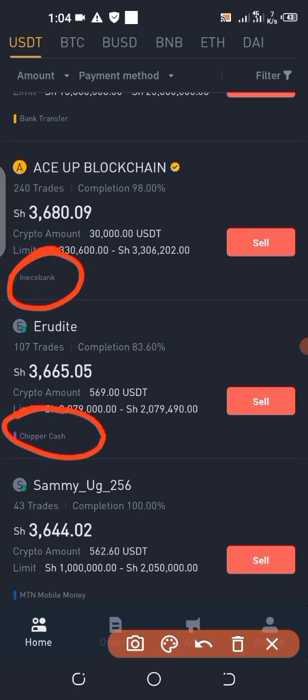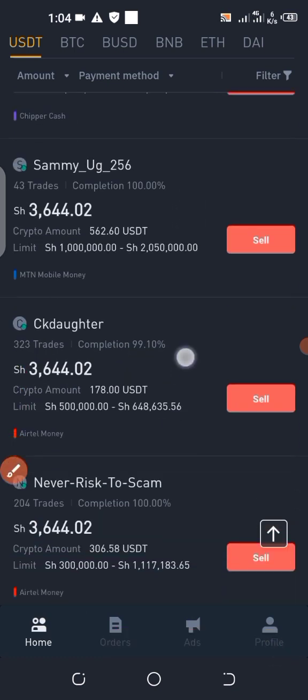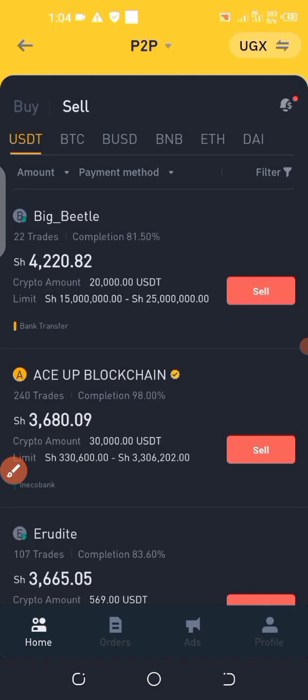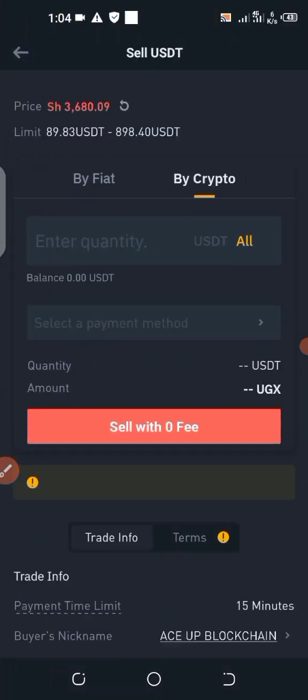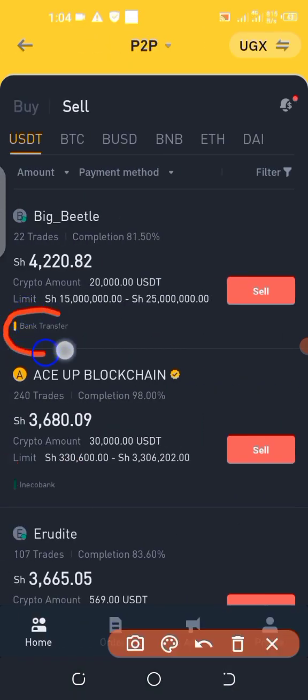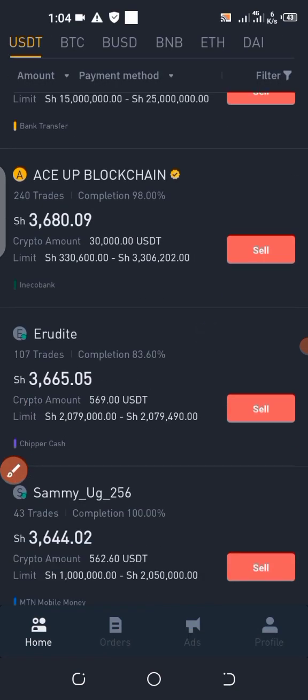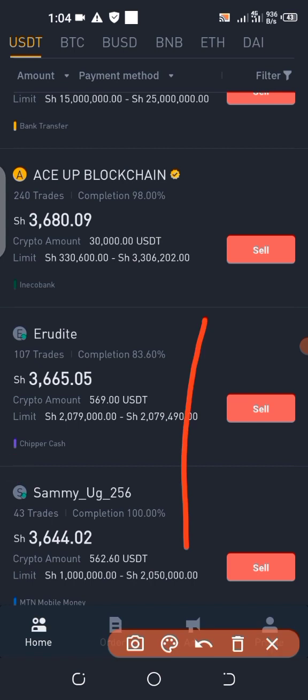So this one is cheaper cash, MTN mobile money. So you see that the more you go down, the prices are becoming lower and lower. You understand? They are becoming lower and lower, but when you're selling, you'll be aiming at selling to a person who is offering a higher price. So if you're convenient with paying a bank transfer, you go with this person. If you're convenient with this bank, you go with this one. So when you're convenient with paying using this one, cheaper cash, definitely you'll have to go with this one.